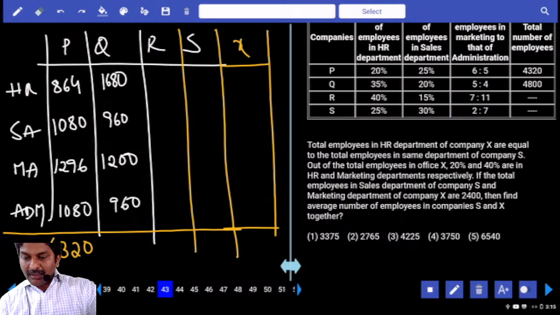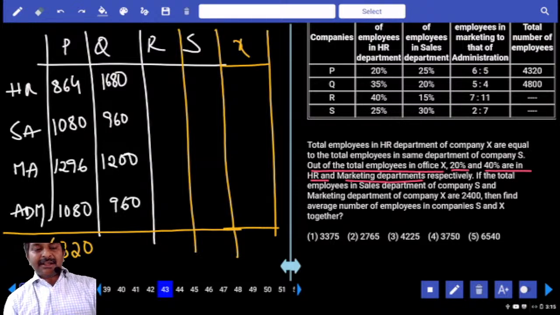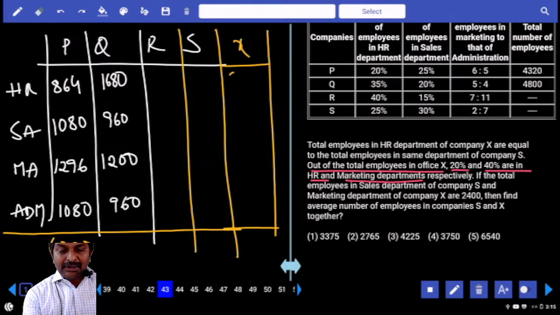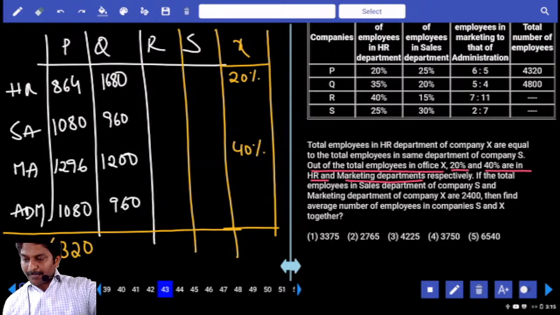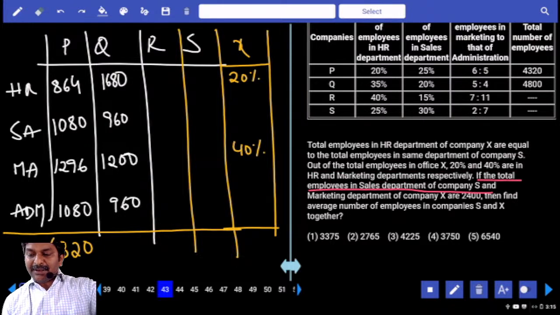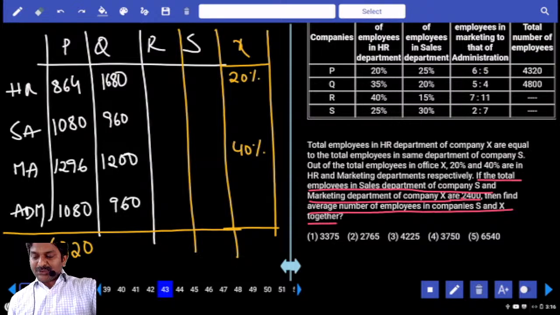Next. Out of total employees in company X, 20% and 40% are in HR and then marketing department. If the total employees in sales department of company S and marketing department of company X are 2400, then find the average number of employees in company S and X together.